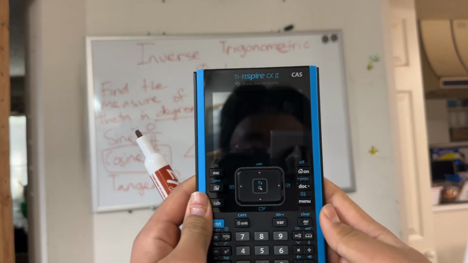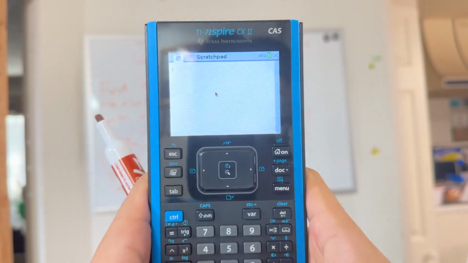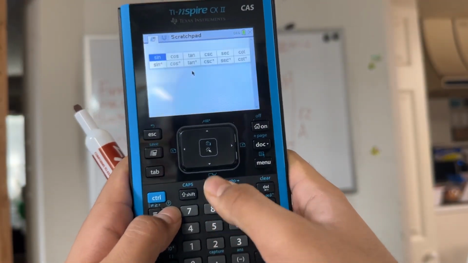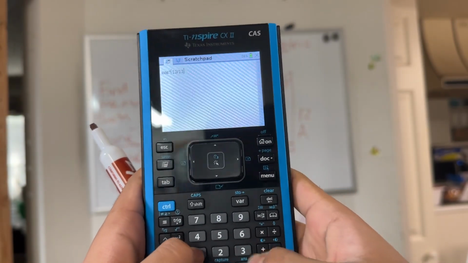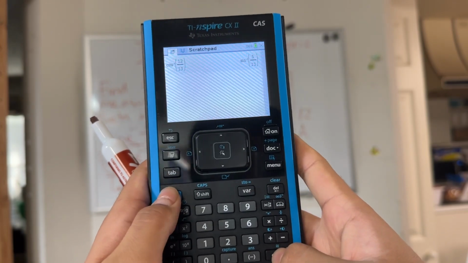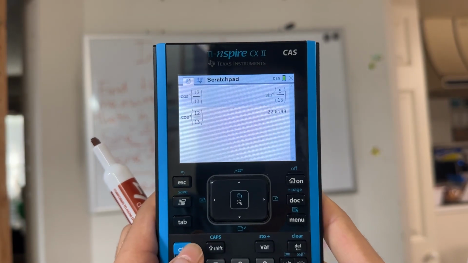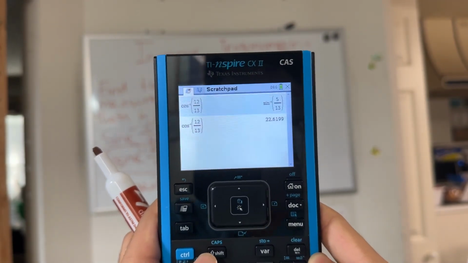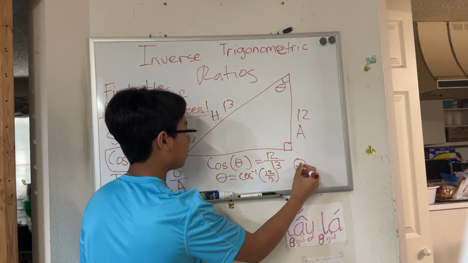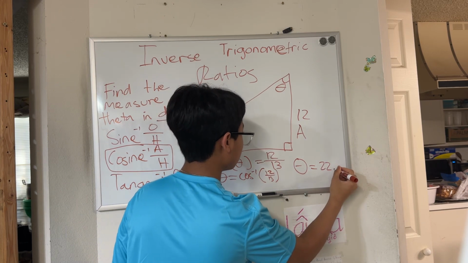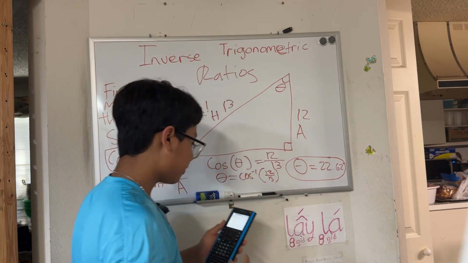I don't know if you can see my calculator here, but we're going to turn it on, and we're already at the scratch pad. So trig, we go to cosine inverse of 12 divided by 13, and then control enter. 22.61. We're going to round it to the nearest hundredths, so theta is going to be equal to 22.62 degrees. That is our final answer for theta.